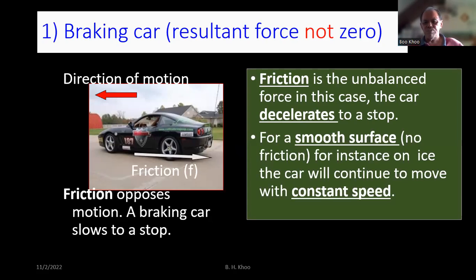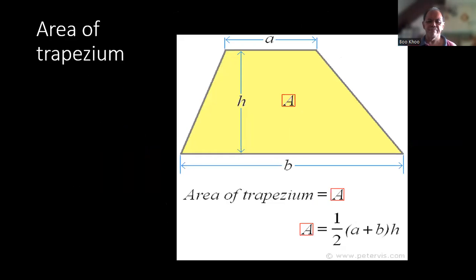Sometimes we use the term smooth surface. Smooth surface means there is no friction. For instance, on ice, the car continues to move with constant speed. Rough surface means there is friction. Remember your maths, you'll be using the area of this trapezium. You add these two, multiply by half, and times the height.